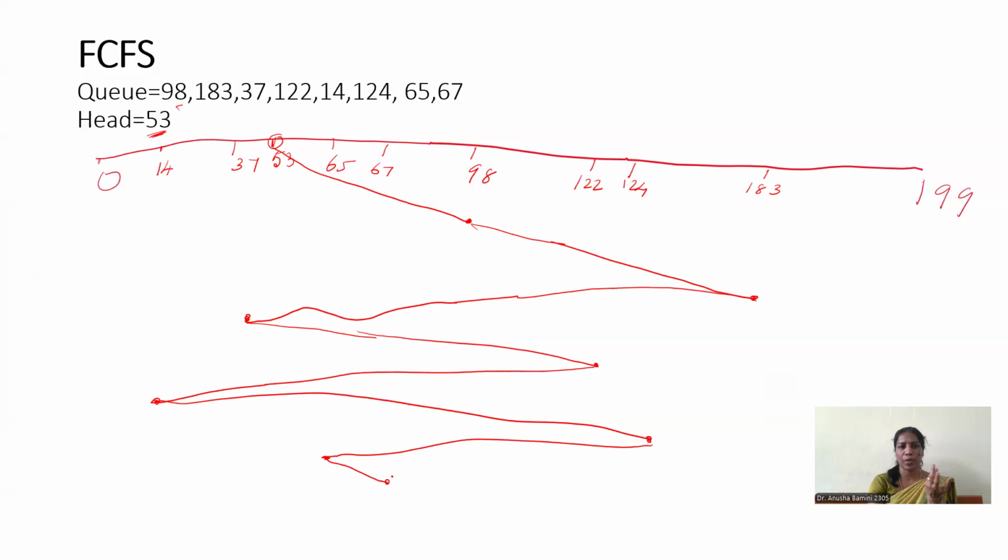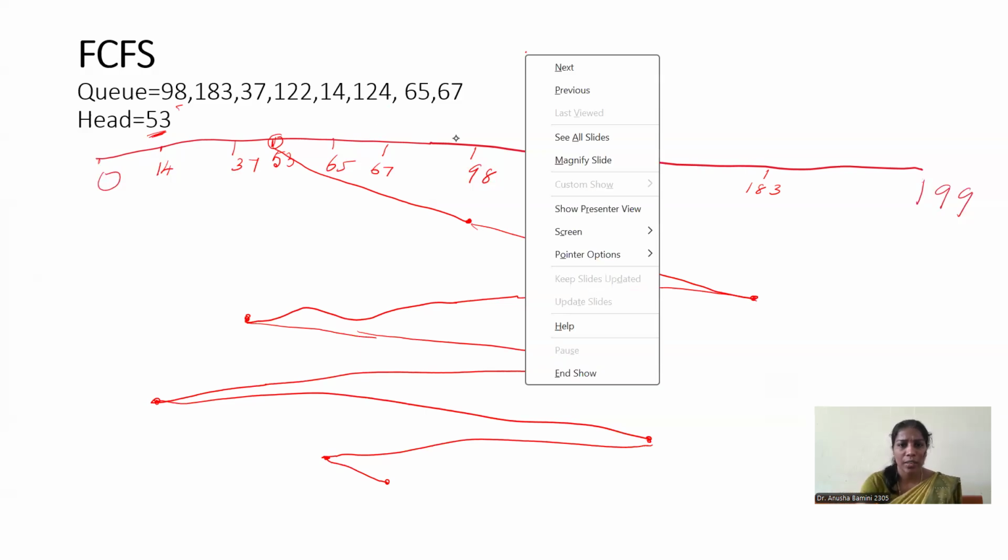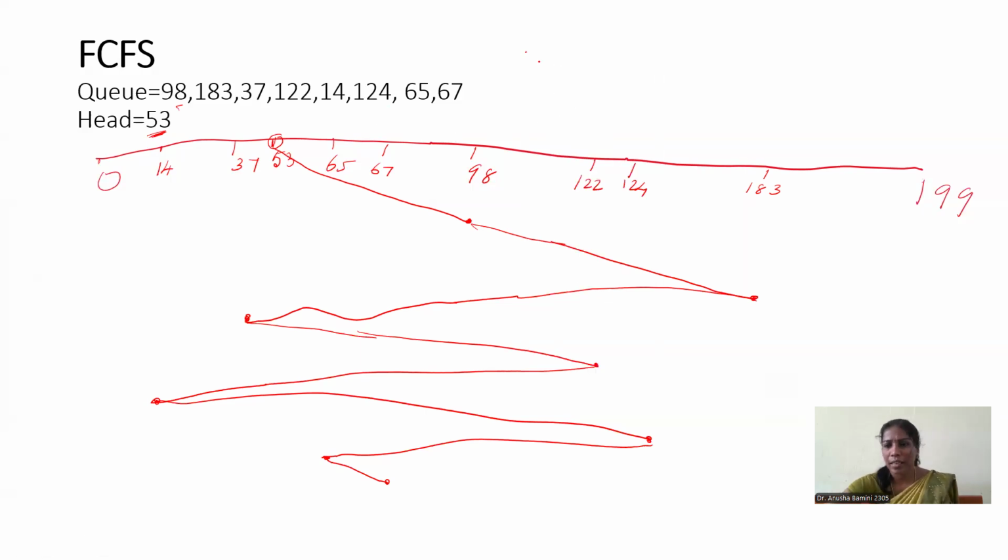Now how will you find the seek time? Just calculate the difference between one sector and the next sector. The head position is initially 53, and the first request is 98. So calculate 98 minus 53 plus the next request, 183 minus 98. Like this you subtract everything.